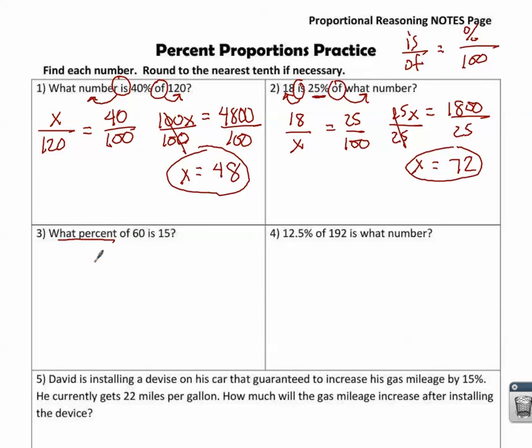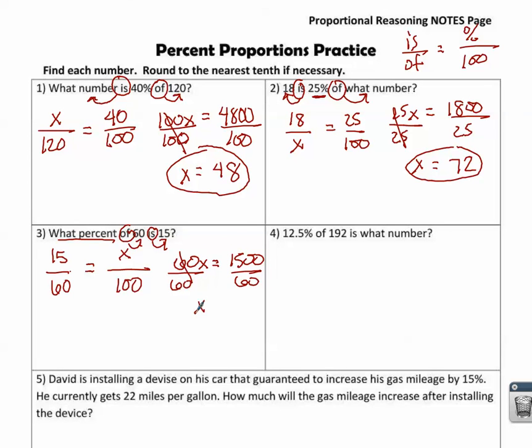What percent? So you don't know what percent of 60, so of is your whole, is 15. 15 is your part. Do your butterfly method, you get 60x equals 1500. You have a one-step equation, so let's divide each side by 60, and you get 25. Now remember, this is 25% because you're looking at what percent.